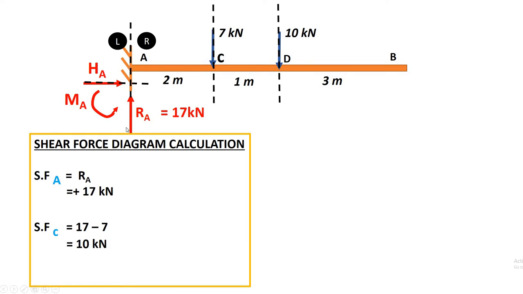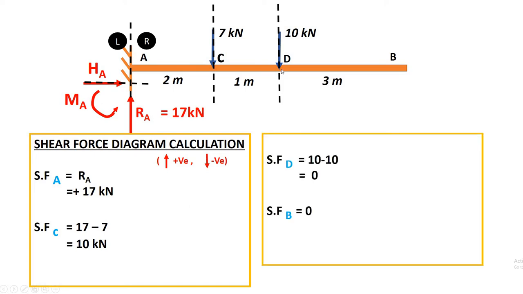So shear force at A, what about the vertical force over here? That is 17 kilonewton, right? And as it is acting in upward direction and our sign convention is upward positive and downward is negative, so 17 kilonewton positive. Now shear force over here at C section, if you consider the left part, what about the forces there? 17 upward minus 7 downward, right? So shear force at C is 17 minus 7, that is equal to 10 kilonewton, right?